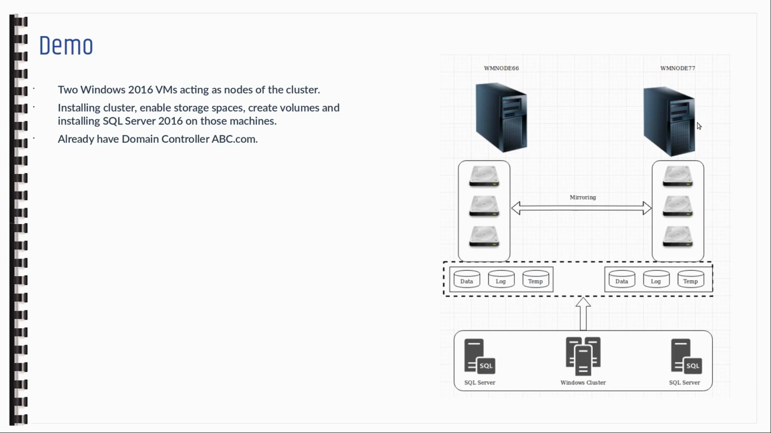So for this demo, I'll be using 2 virtual machines, and each virtual machine will have its own storage of 10 gigs in size, and 3 disks will be attached on one VM, 3 disks will be attached on another VM, and we'll be creating 3 volumes, data, log, and temp, and then we'll install SQL Server that will utilize these disks. For this demo, I'm using a domain controller that is already set and installed with default settings. The domain controller and DNS are on the same server, so we'll be using abc.com as a domain. I'm not covering this part for this demonstration.